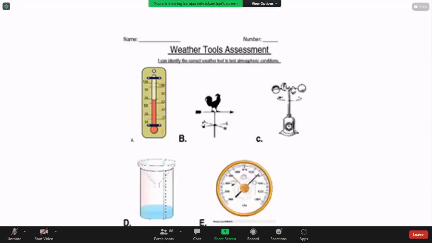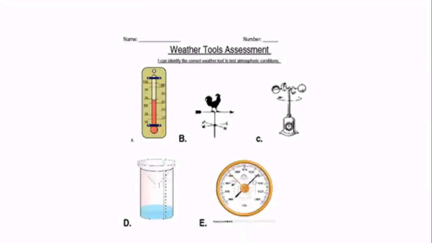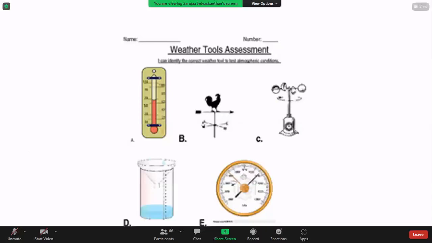If you are able to answer these pictures, you no need to study more. You are 60% okay if you identify these instruments. That's the thing. That's why I asked the question.